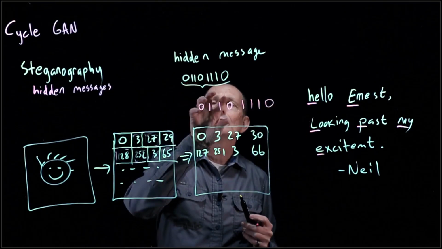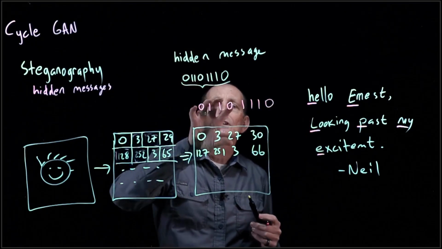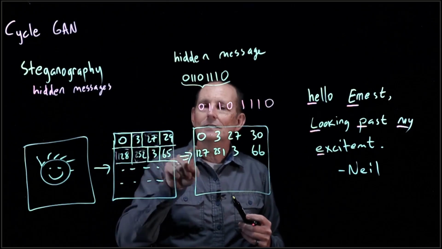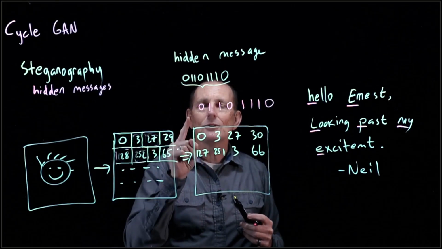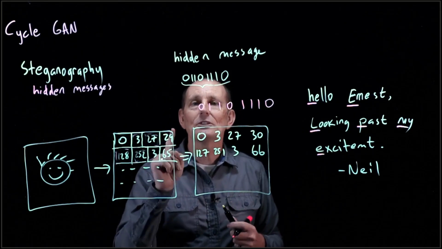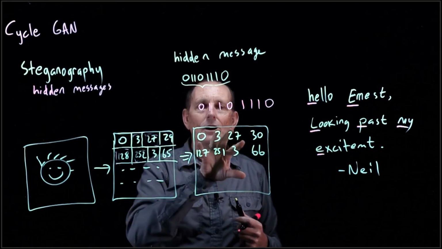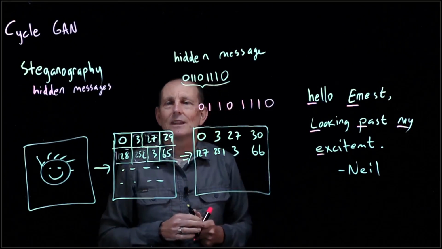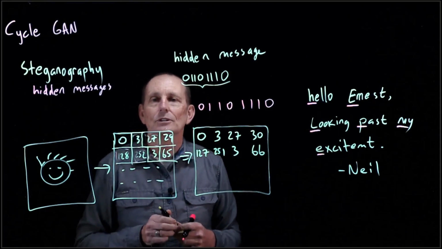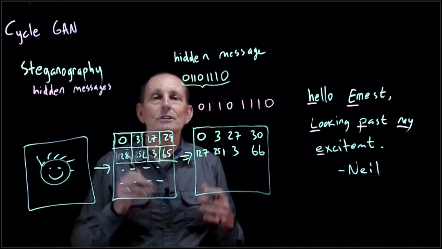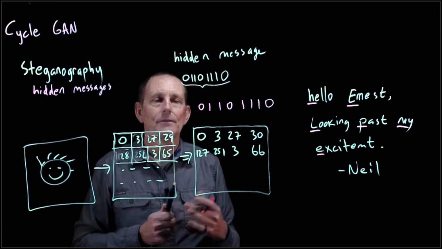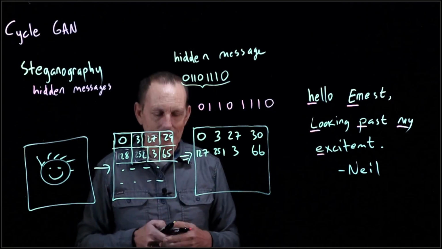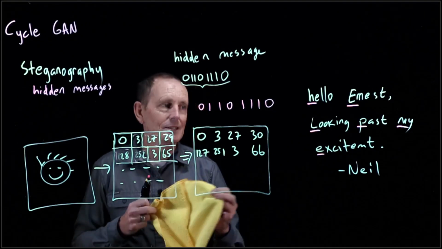So notice I have retrieved my hidden message from my image, and yet the image is only different by at most plus or minus 1 of each individual pixel value from the original. So something that I wouldn't be able to see visually. This is the idea of steganography. And that is what our CycleGAN is actually doing in some way.